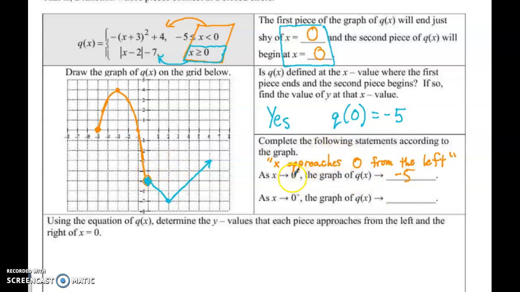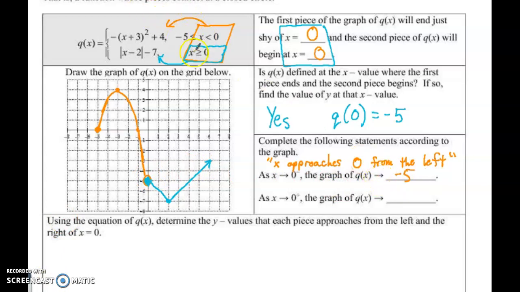Now, I know it's undefined, so you're not technically plugging in 0, but you are, if that makes sense. And that's actually the next question down here. Because x could have been negative 0.00001, well, if you plug that in, you'll get negative 4.99999, but it's getting closer and closer. That's why we have the phrase approaches with this arrow.